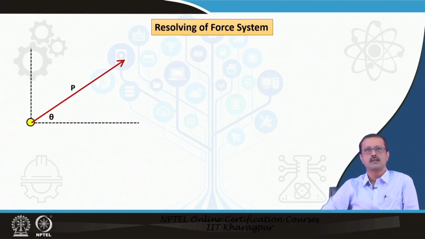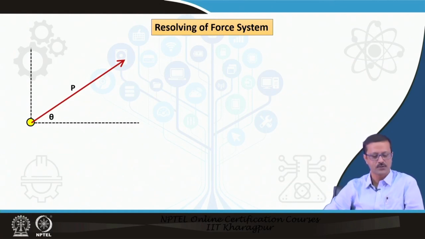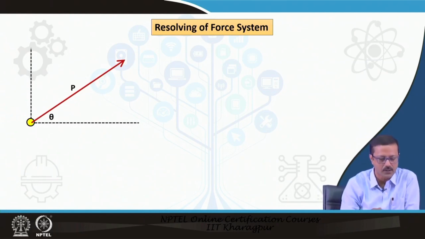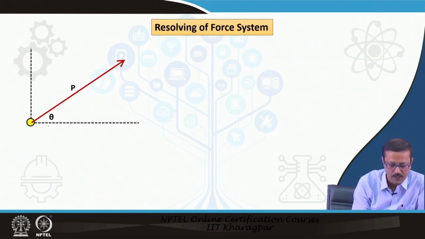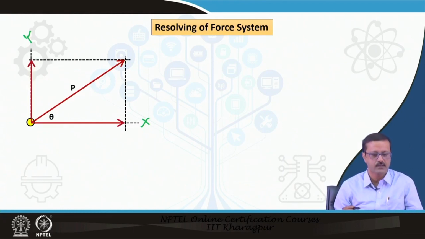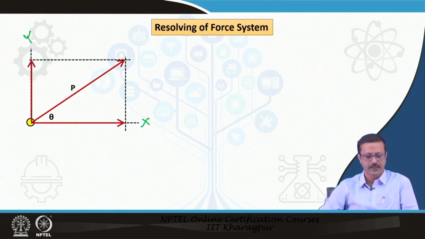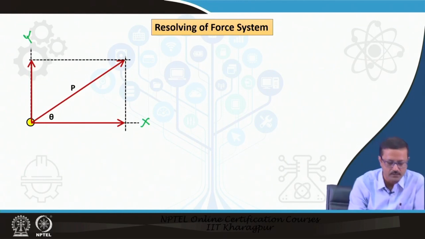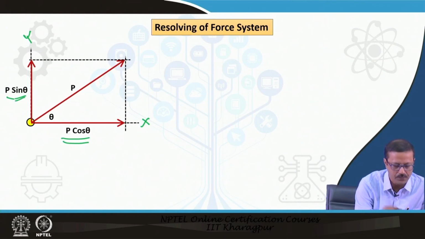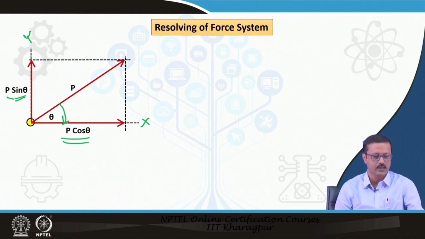Now next, let us go to the resolving of the force system. Suppose in a body, there is this yellow color ball or body, and the force P acts at an angle of theta. I have to resolve this force in the x and the y axis. It is very easy. We just drop the perpendicular from the end point, and I can find out these two: this is the cos component of the P and this is the sin component of the P, because this is your theta. So the cos component will be towards theta and the other side will be the sin component.